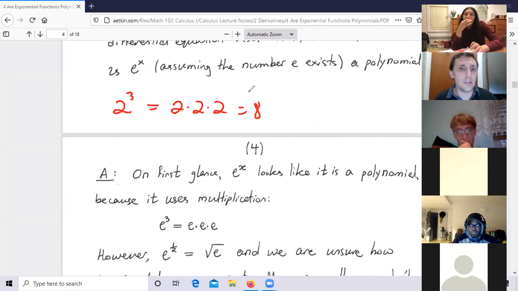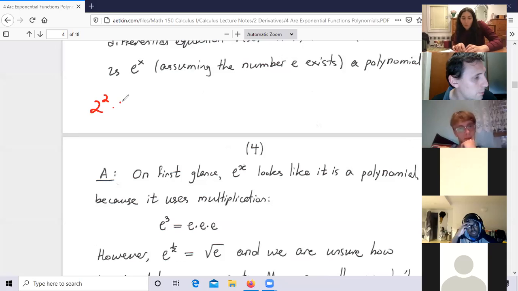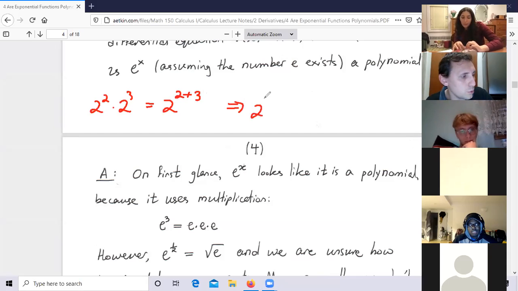You can also calculate this, the exponent law, right? For example, if I have 2 squared multiplied by 2 cubed, you can say this is just multiplying 2 by itself twice and then multiplying 2 by itself 3 times. And the combined product is 2 multiplied by itself 2 plus 3 times, correct? So you have this exponent law. From there, you might say, aha, I have 2 to the power of x times 2 to the power of y equal to 2 to the x plus y.